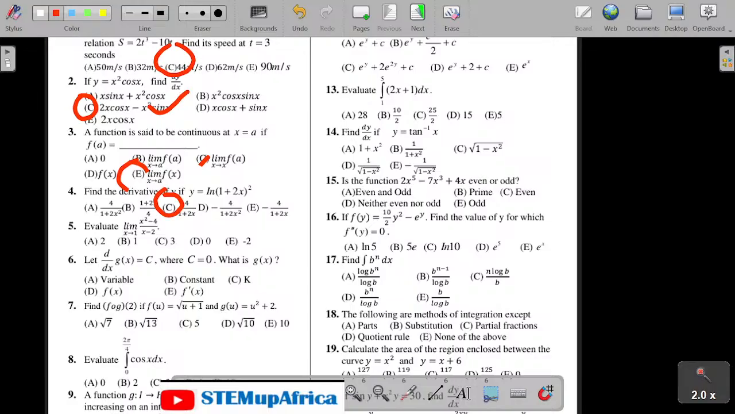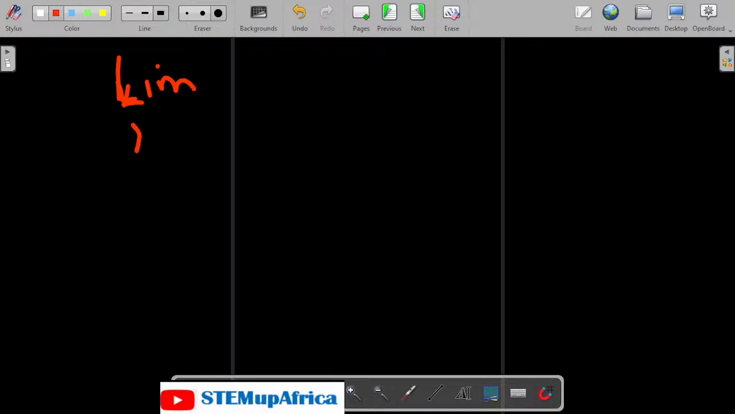Question 5 happens to be a limit. It says limit x tends to 1 of x squared minus 4 over x minus 2.